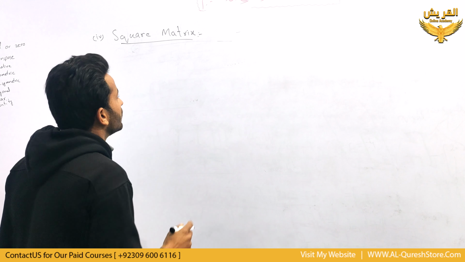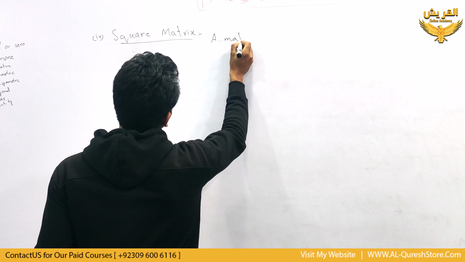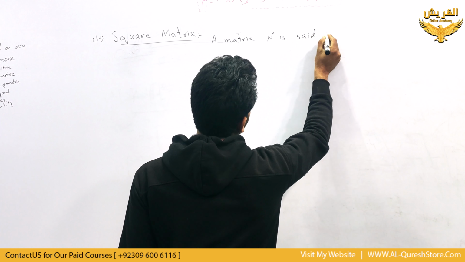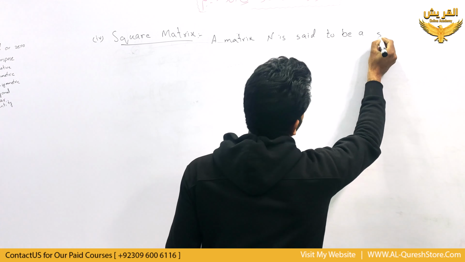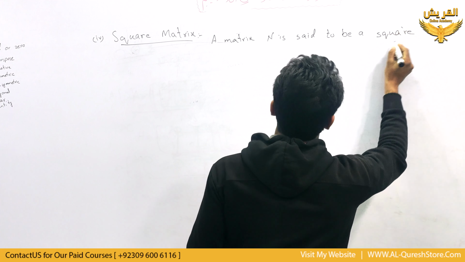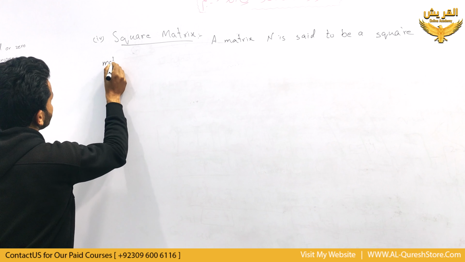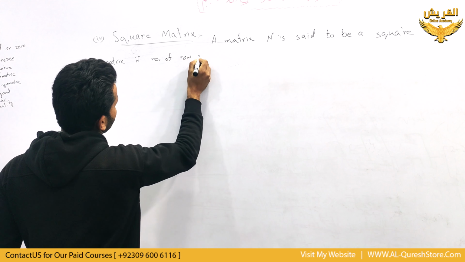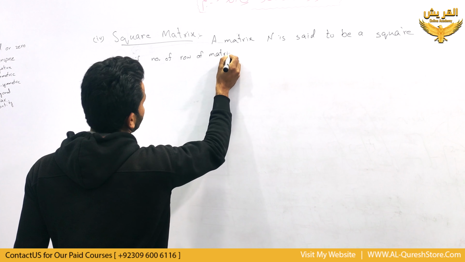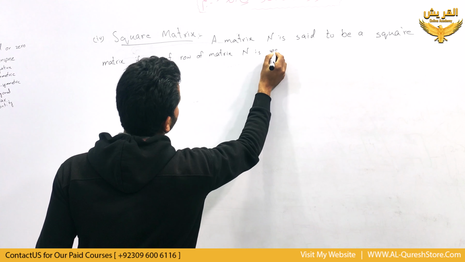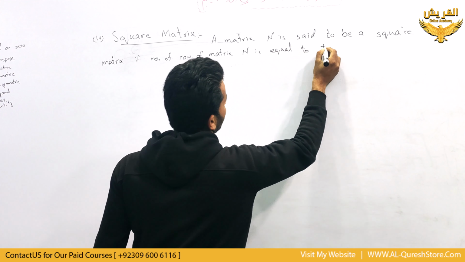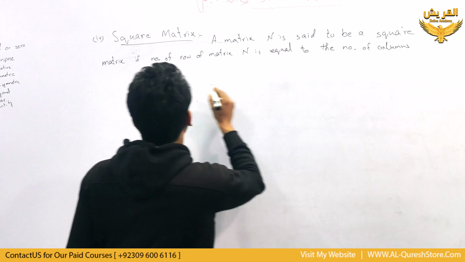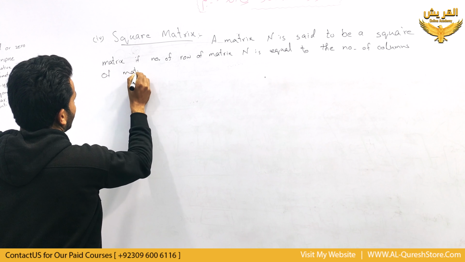The next one is square matrix. What is square matrix? A matrix M is said to be a square matrix if number of rows of matrix M is equal to the number of columns of matrix M.